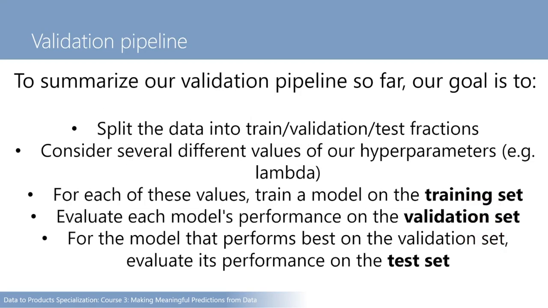Okay, so just summarizing what we've shown so far, when we're building a validation pipeline, our goal is going to be the following. We're going to split the data into training, validation, and test portions. We're going to consider several different values of our hyperparameters, for example, just lambda. For each of these values, we'll train a model on the training set. We'll evaluate that model's performance on the validation set. And whichever model performs best on the validation set, we'll compute its performance on the test set.